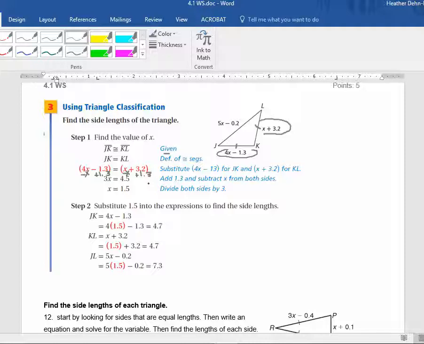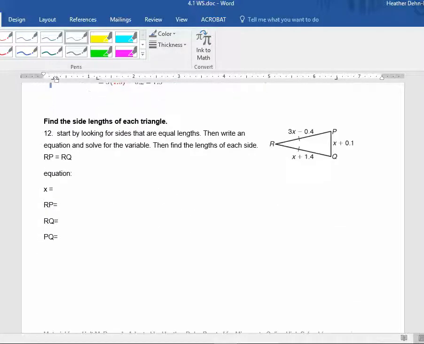Now that's not what they asked. They asked us to find the side lengths of the triangle. So once you know what x is, you're going to plug that back in to each of these expressions, and you will get 3 different side lengths, and you should label what those sides are and then what the side lengths are. And that's exactly what you're going to do on the next few problems on your worksheet.